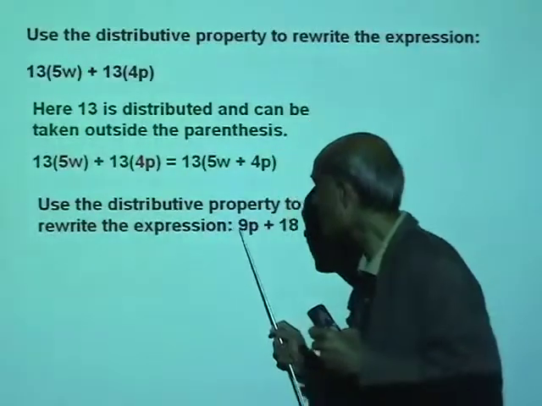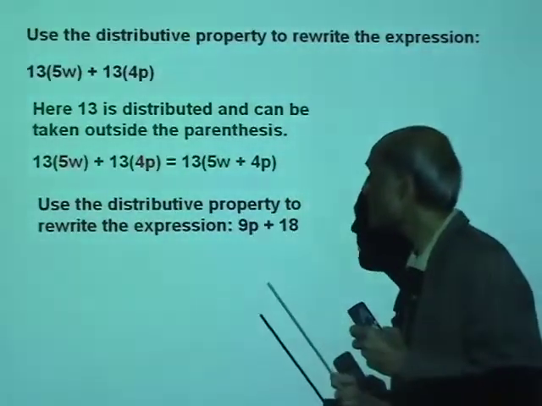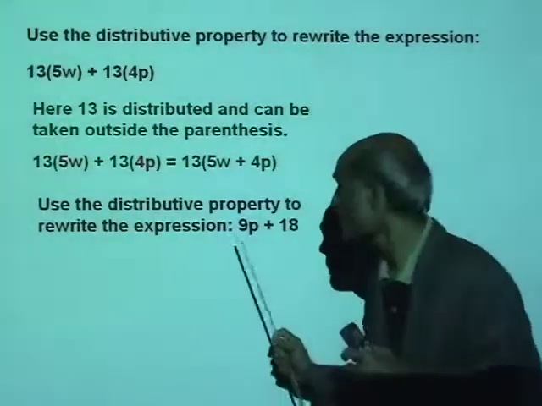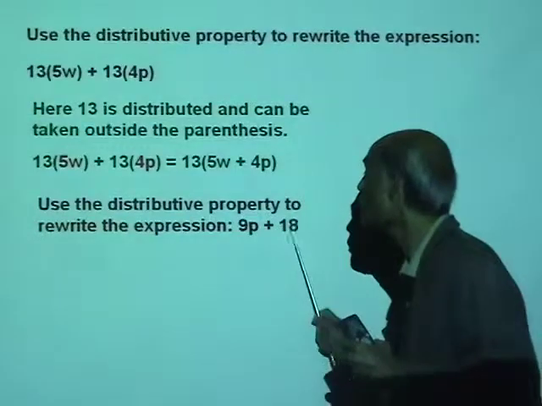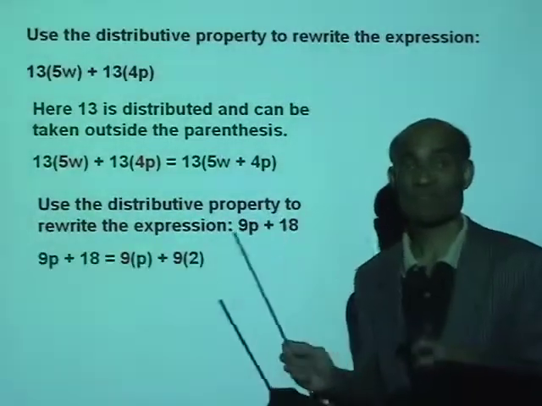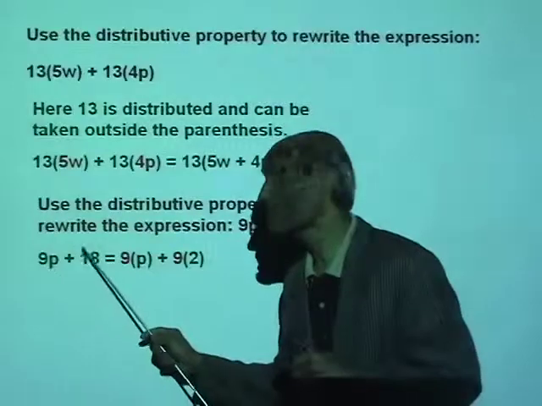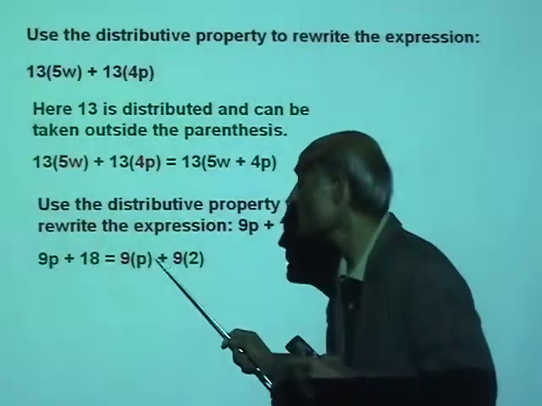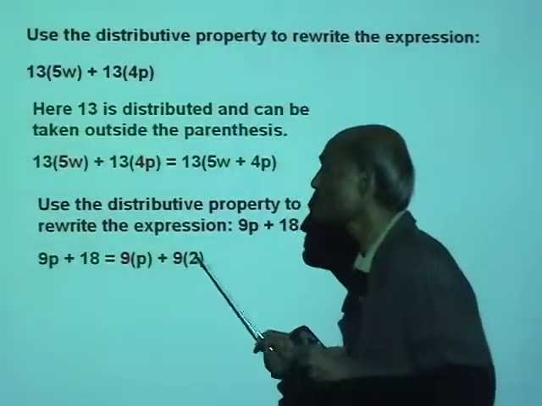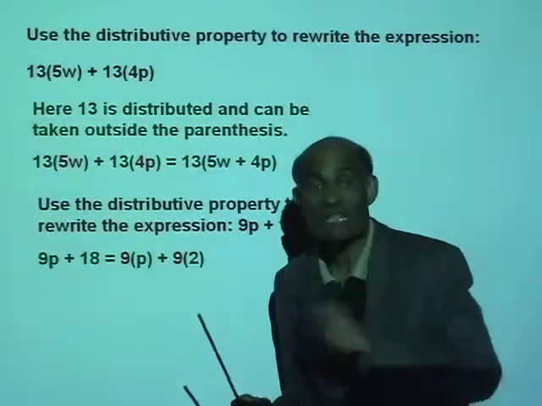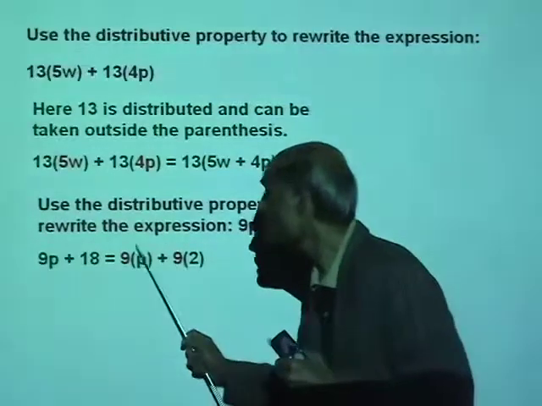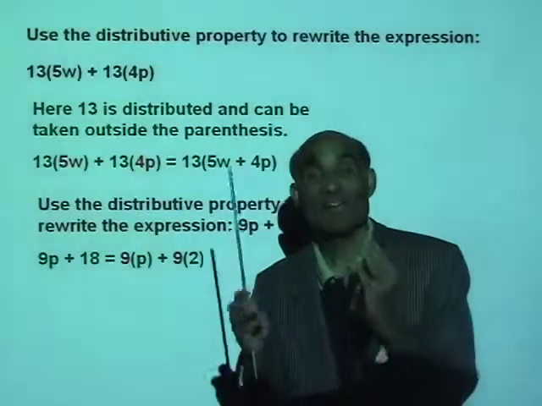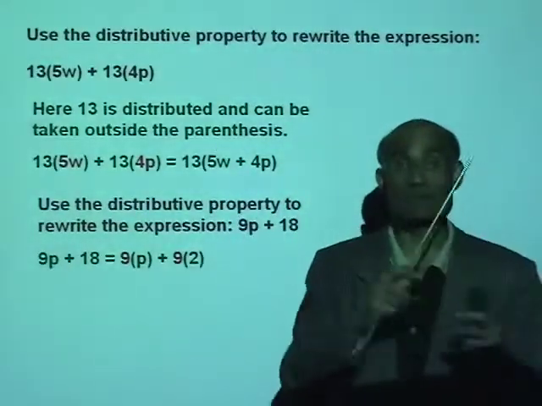Now, is it possible to write 9p plus 18 so that there will be one number that will appear in both of these terms? Look at the way I'm going to write it. 9p plus 18 can be written as 9 times p plus 9 times 2. In writing like that, I created a number that appears in both terms, and now that can be taken out.